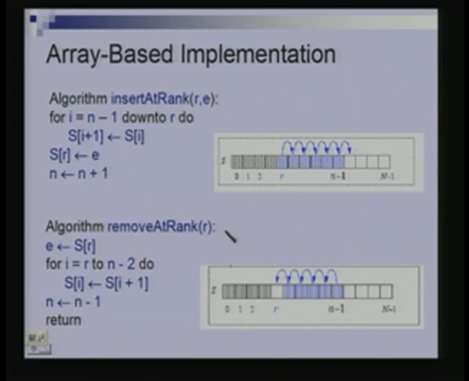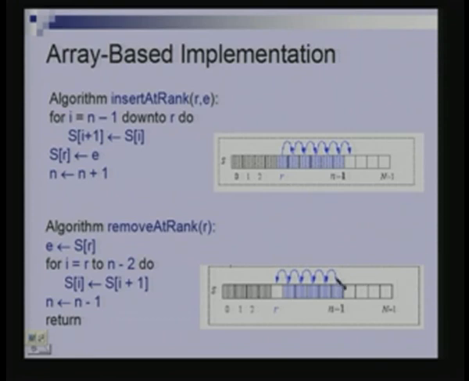Similarly, when I am removing an element at rank r, I am essentially shifting all the elements one step to the left. All elements starting from r to n minus 2, so S[i] gets S[i plus 1]. At location r, I will get the element which was sitting at location r plus 1, and so on.